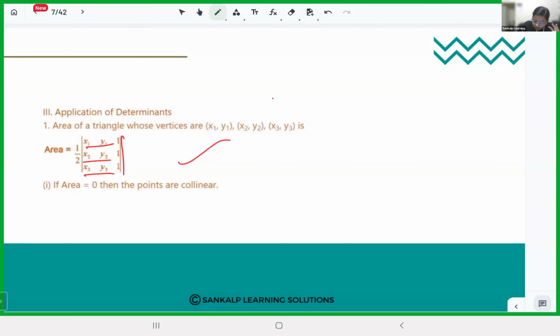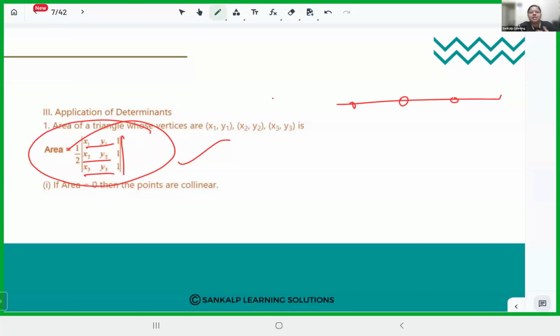All right. If all the three vertices are in a line, what happens? You can't form a triangle with the points in a line, right? Which means the area of the triangle will be 0. If this value is 0, you can conclude that the points given are collinear. And what do you mean by collinear? Collinear means the points are in the same line, right?